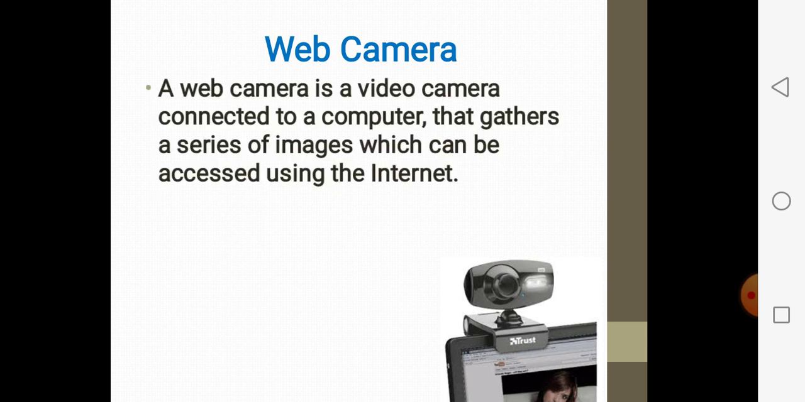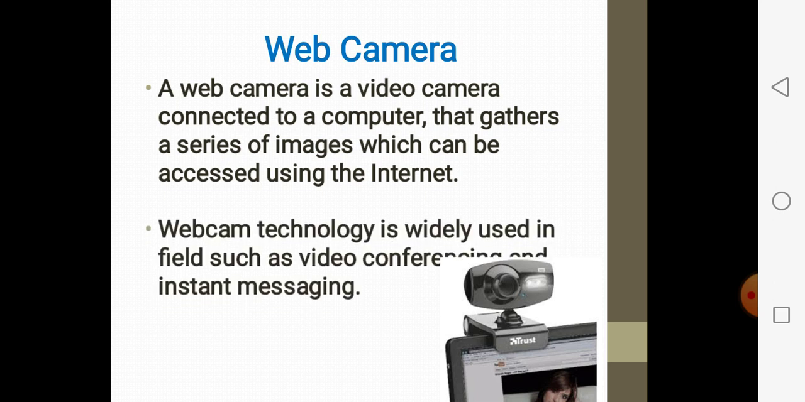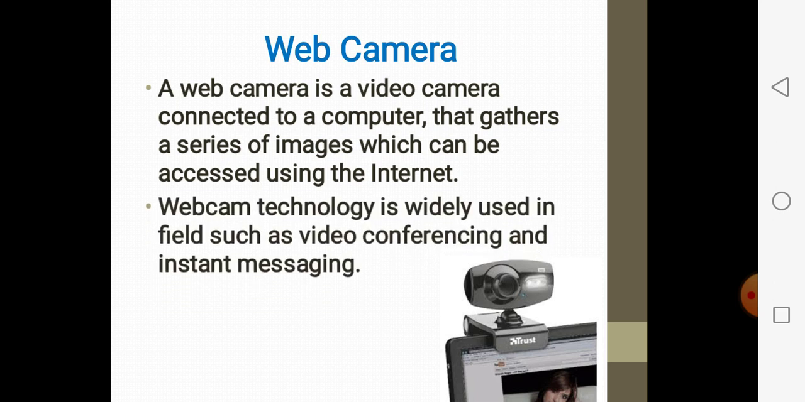Now, web camera. A web camera is a video camera connected to a computer that gathers a series of images which can be accessed using the internet. Webcam technology is widely used in fields such as video conferencing and instant messaging. Nowadays we use web cameras for video conferencing, where 4 or 5 people are together face to face. It's called video conferencing. There the distance does not matter.